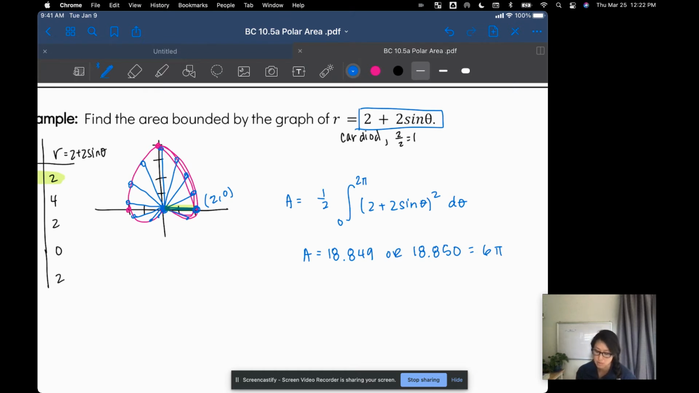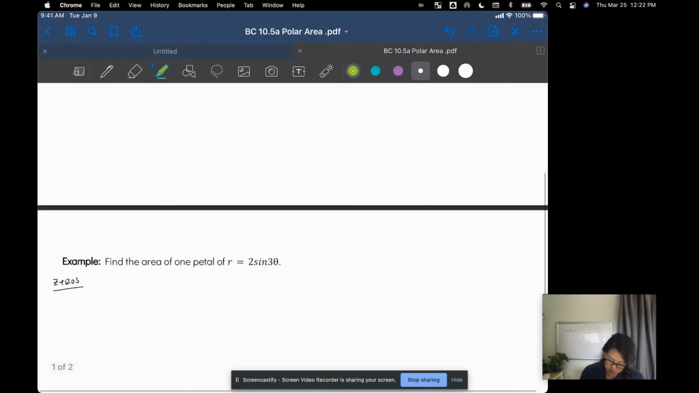So I just took the value I got from my calculator and divided it by pi, and I got 6. So I know 18.849 is equal to 6 pi. Okay, let's go ahead and do another one.